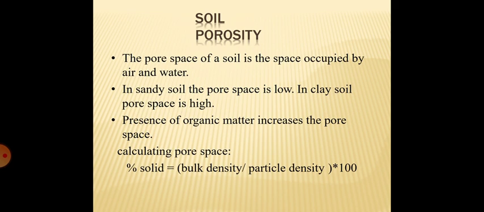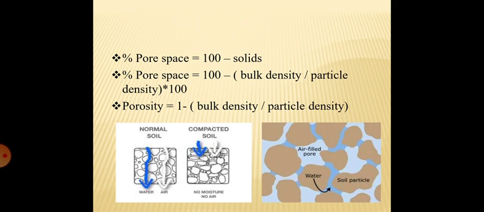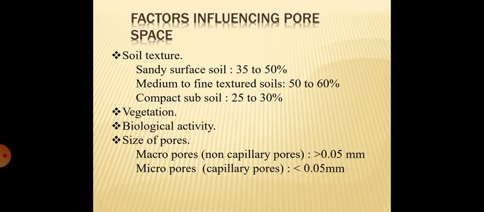Here is the calculation of pore space. Percentage solid is equal to bulk density by particle density into 100. Percentage pore space is equal to 100 minus solids. Pore space is equal to 100 minus, in bracket, bulk density by particle density, bracket close, into 100. Porosity is equal to 1 minus, in bracket, bulk density by particle density. By this figure we can observe this.